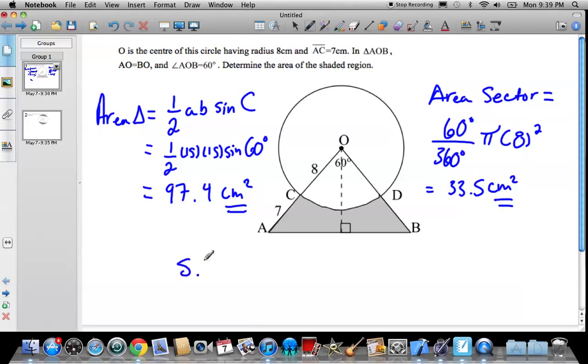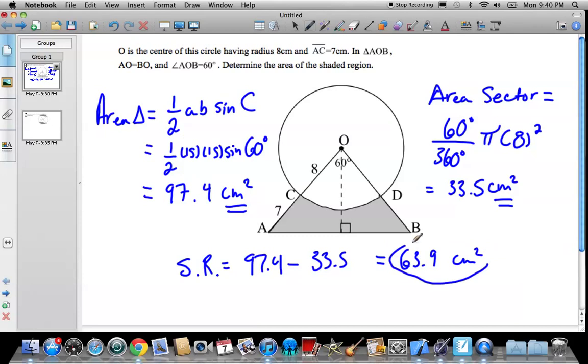So my shaded region, I'll call it just SR for short, is going to be 97.4 subtract 33.5. Do the math on that: 97.4 minus 33.5, you get 63.9 centimeters squared. And that is my answer. So this is all that shaded region right here. Very typical long answer question, guys, to be able to do something involving these two guys, especially for 3204. Alright, let's check out another question.